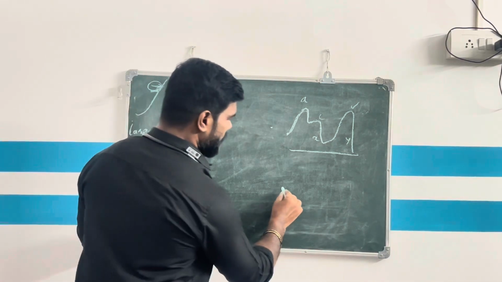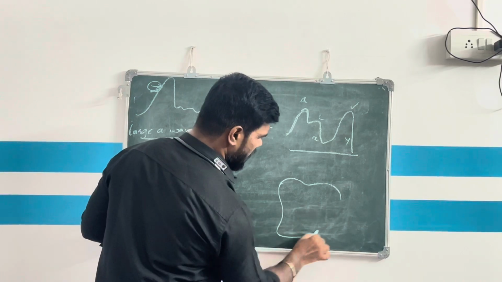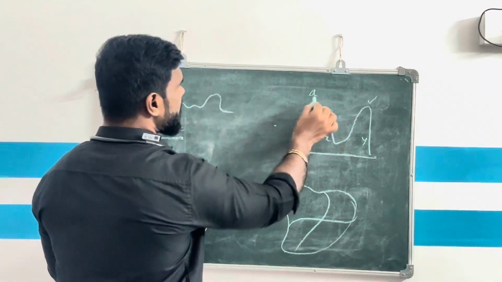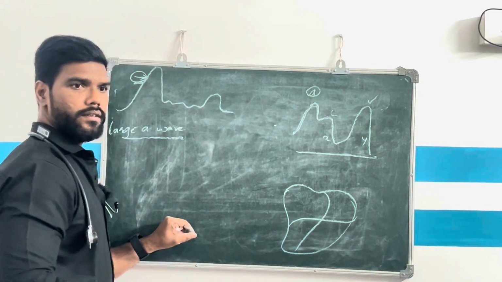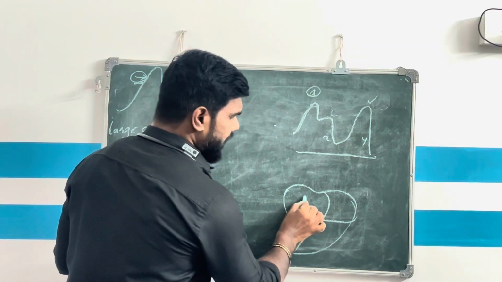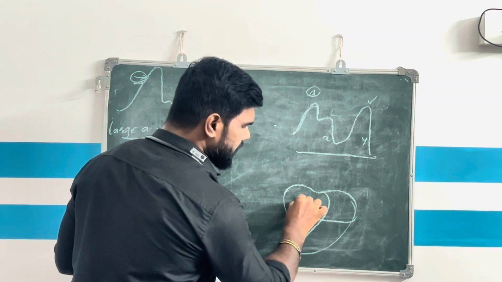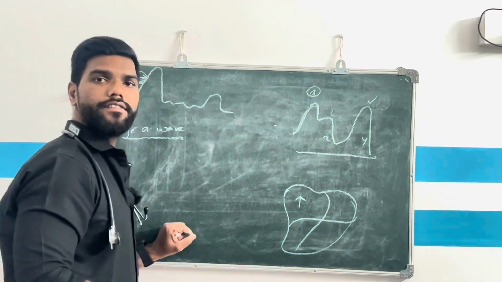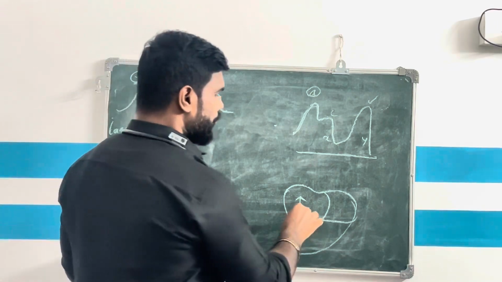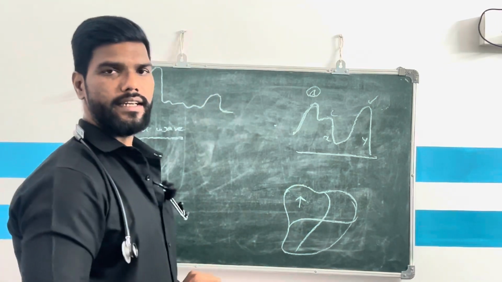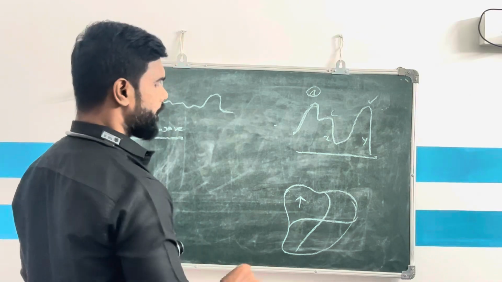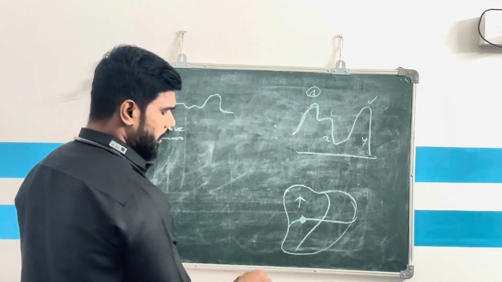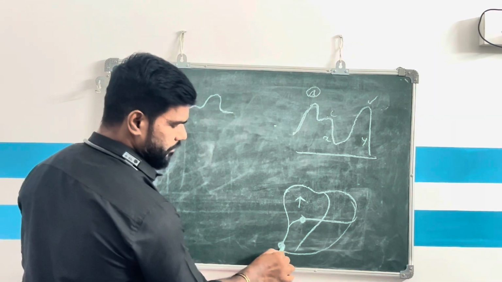See here, again this is the heart. The A wave indicates atrial contraction. When the pressure is increased in the right atrium, the large A wave is produced. Why is the pressure increased in the right atrium? Because of tricuspid stenosis or pulmonic stenosis.